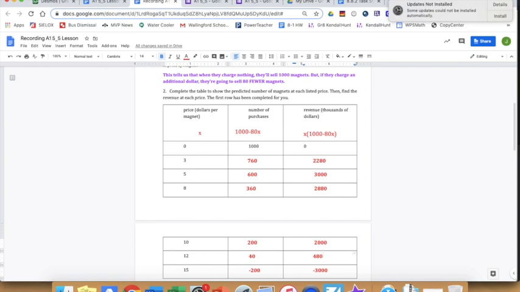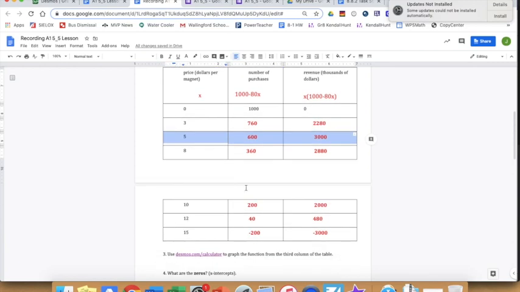Okay, so yeah, we have all our numbers here. The revenue goes up, but then it sort of starts going down again. So we see that maybe they should be charging around $5 per magnet. And we'll see our graph later will give us a more exact answer of how much they should charge per magnet. And we'll just have to see what that looks like.